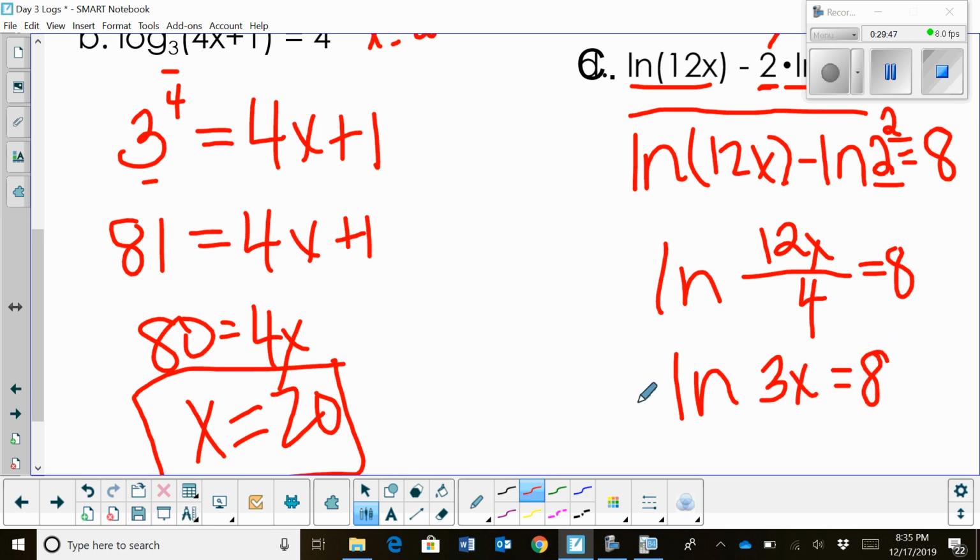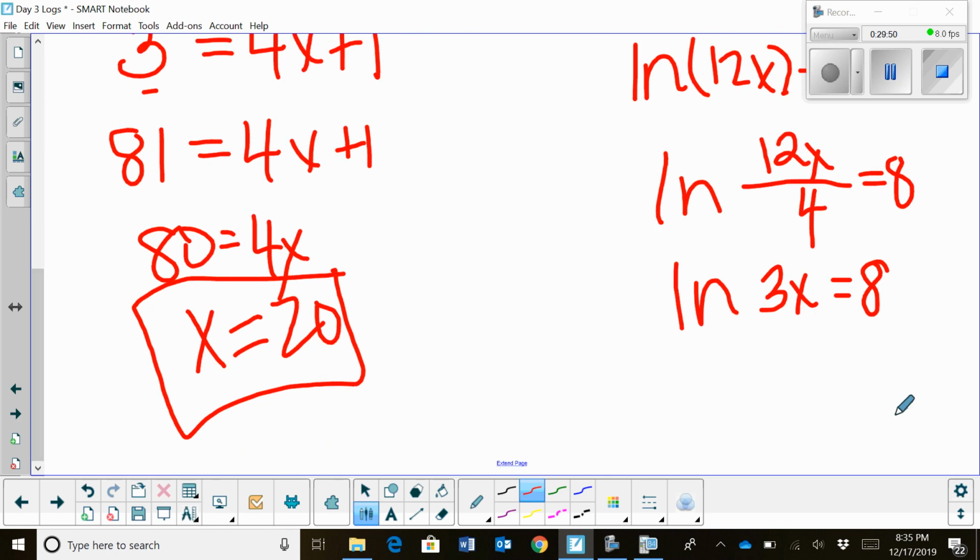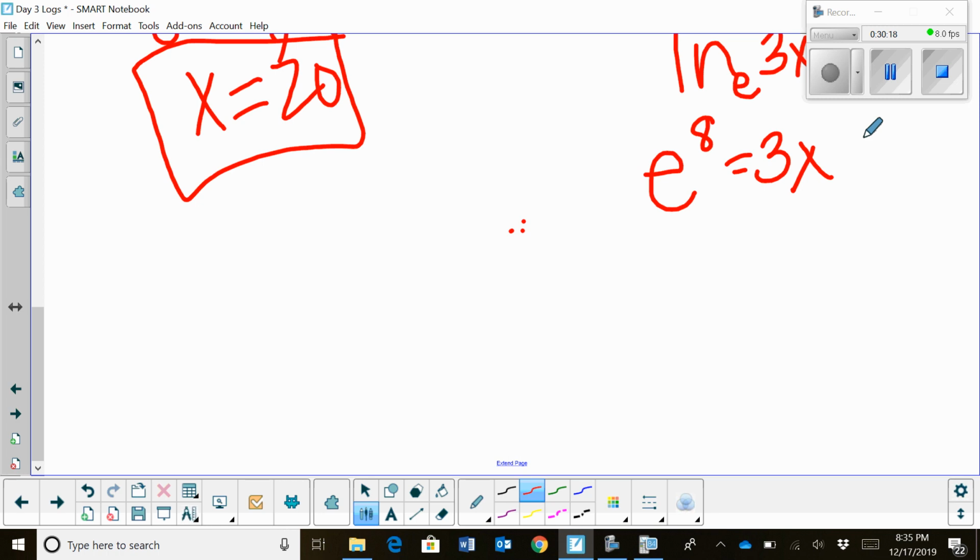Now, I can't solve for x in the form that it's in, but I know I can rewrite as an exponential. So we need to think for a second. What is the base on a natural log? And the answer is e. We don't write it. It's like log. When you have a base 10, you don't write it, but there's an e. So I'm going to rewrite this as e to the 8th power is equal to 3x. Have I solved for x? No, but I'm very, very close. All I have to do here is divide by 3, which is also known as multiplying by 1/3.